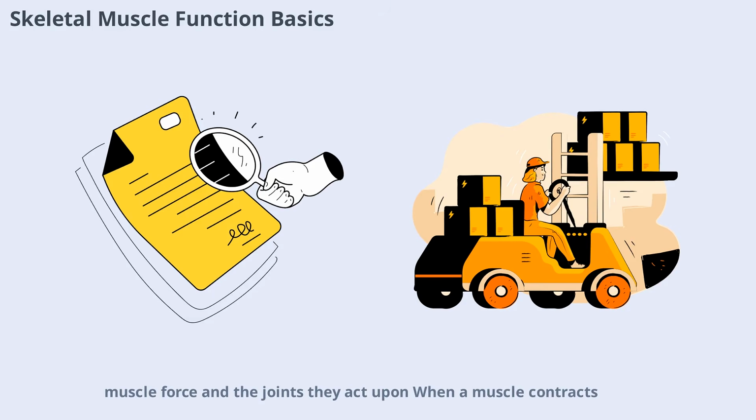When a muscle contracts, it pulls on the bone, creating a force that results in movement. This process is not random. It's highly coordinated and relies on precise control from the nervous system. Let's take a closer look at how this force is generated and transmitted.